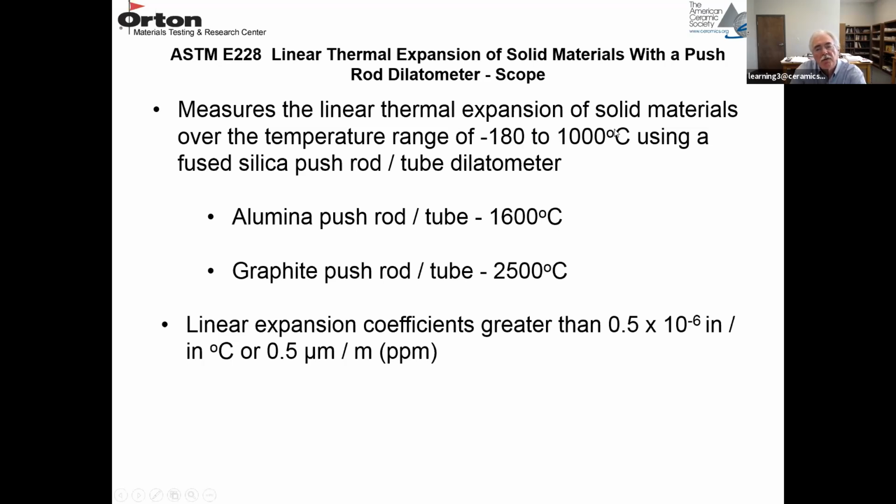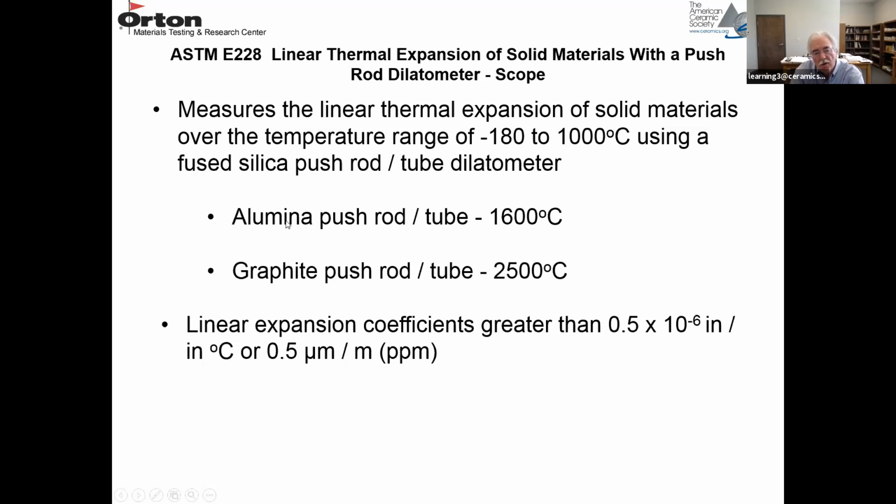So we measure linear thermal expansion of solid materials. If we're looking at minus 180 with liquid nitrogen temperatures to about 1,000 degrees C, you can use a fused silica pushrod tube dilatometer system. Fused silica has the advantage that it's very low thermal expansion, but above 1,000, 1,200 degrees C, it starts to crystallize and change. So you can use a fused silica pushrod dilatometer in this temperature range.